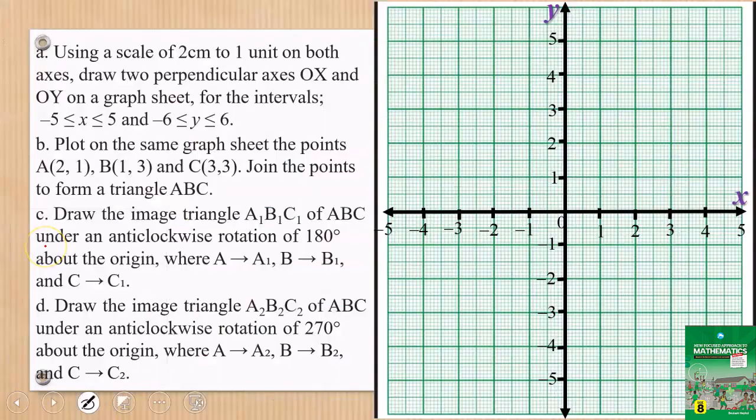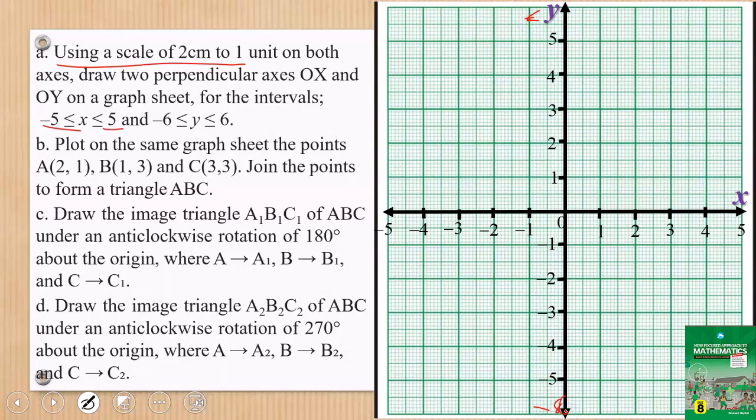Let's use this formula to solve this question. Using the scale of 2 centimeters to 1 unit on both axes, draw two perpendicular axes, OX and OY. That is what I've done, and we label it -5 to 5 on the x-axis, and then -6 to 6 on the y-axis. So here is +6 and here is -6 as well.